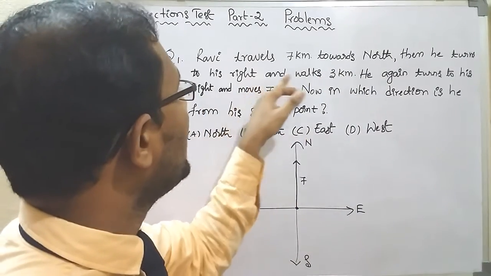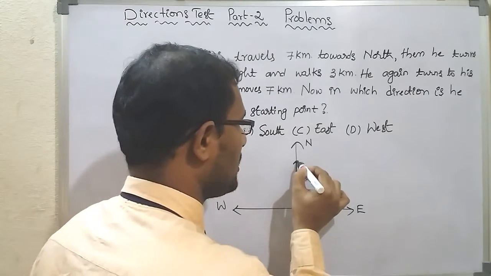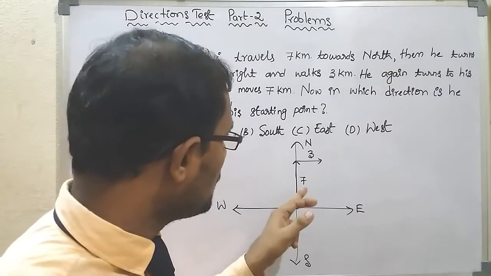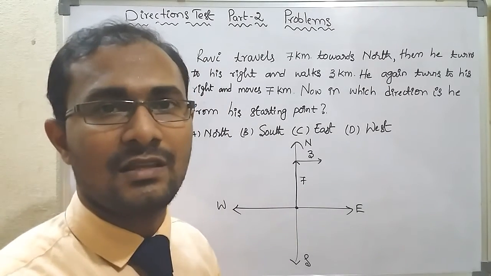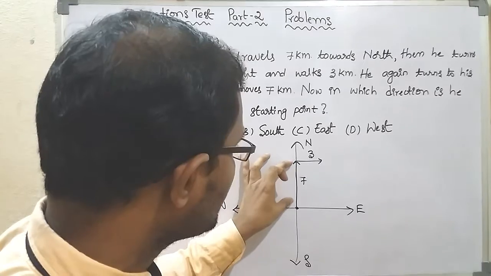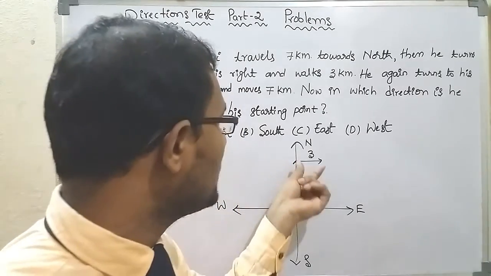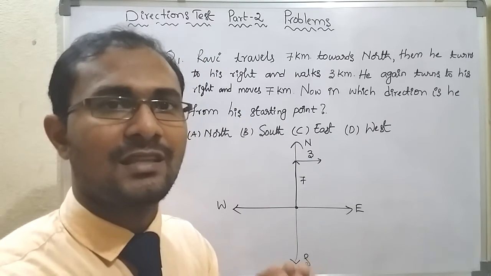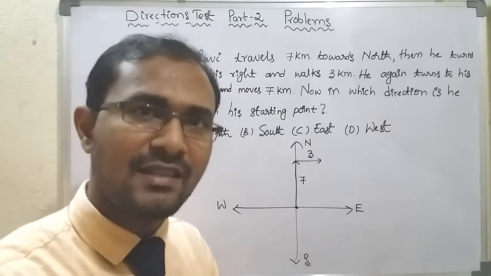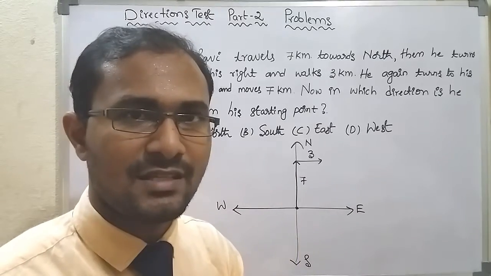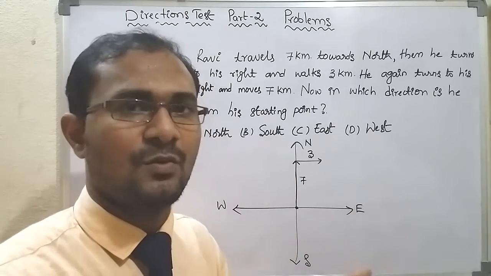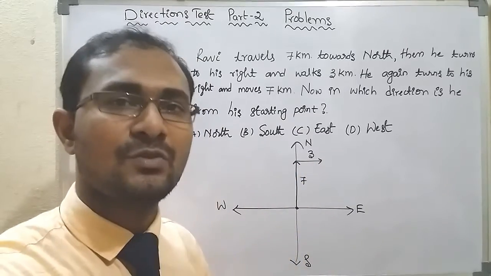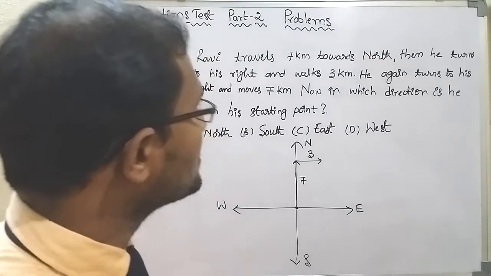Then he turns to his right and walks 3 kilometers. Now after taking a right turn, he covers 3 kilometers. Remember friends, we have to draw the lines in proportion to the distance. Suppose if you see here, the 7 kilometers line is a big line and the 3 kilometers line is a smaller line. So that difference you have to show in the lines. Otherwise you are not going to get the answer. While framing the diagram in proportion to the distance, what does it mean? The 7 kilometers line must be bigger, and the 3 kilometers line must be smaller. So this distance difference we have to show in the diagram. Just remember this one.